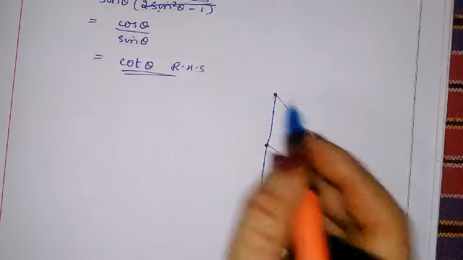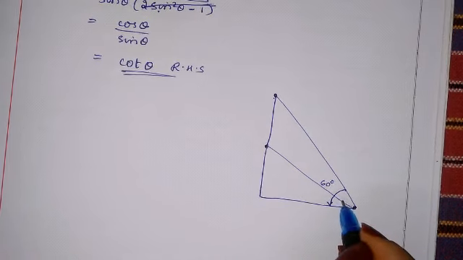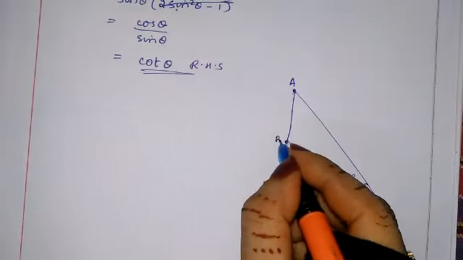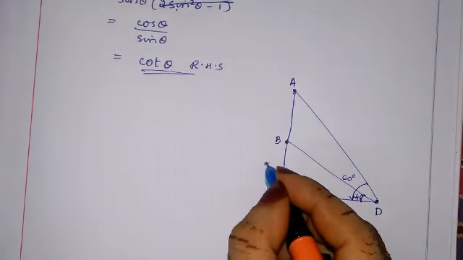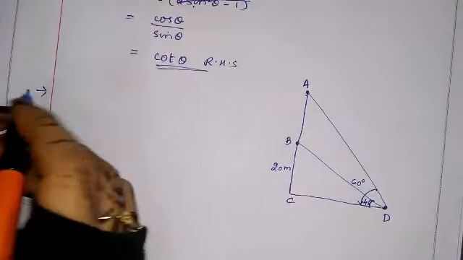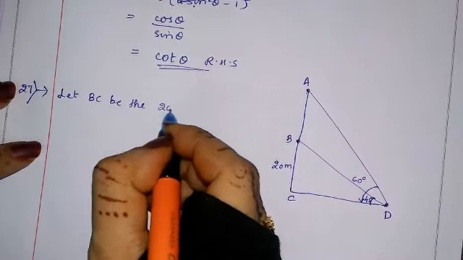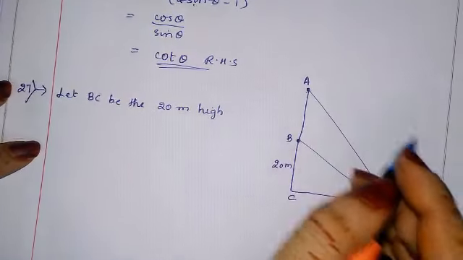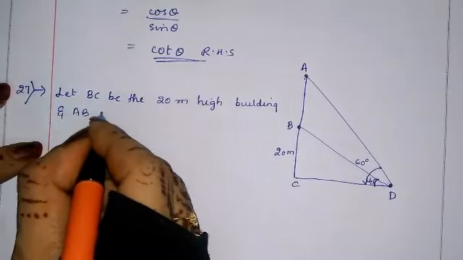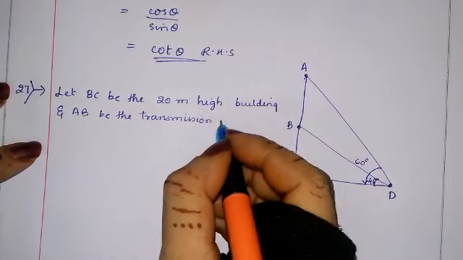So, angle of elevation of top of transmission tower is 60 degree, the full angle is 60 degree, and bottom is 45 degree, only this much is 45 degree. Okay, let us write the angle points A, B, I will write this as C and this is D. This is the 20 meter high building. Now let us write: let BC be the 20 meter high building and AB be the transmission tower. Find the height of the transmission tower they have told.